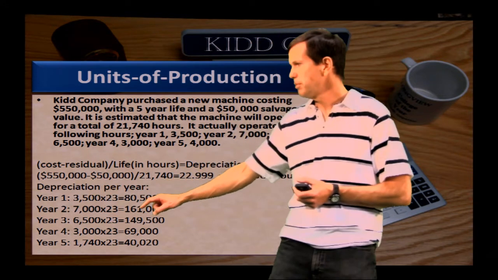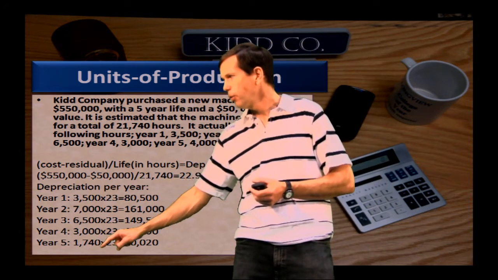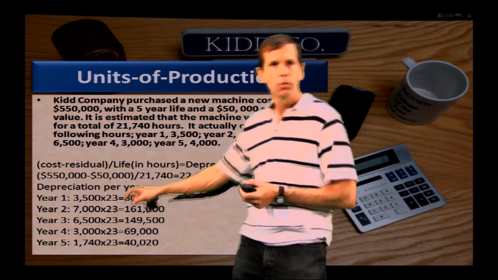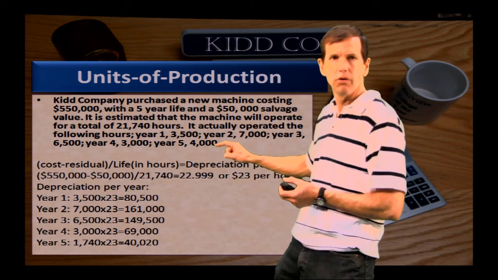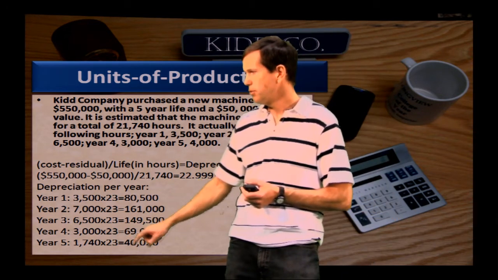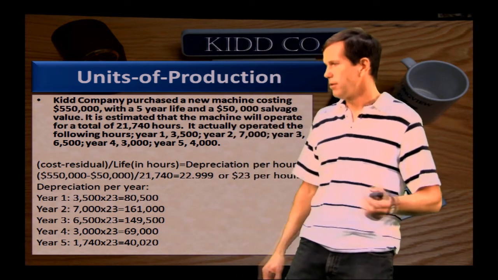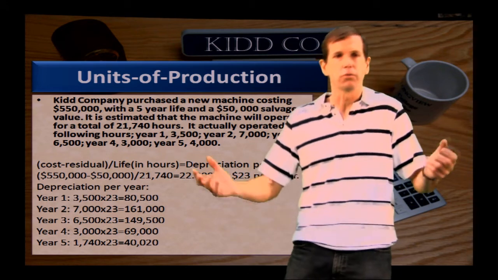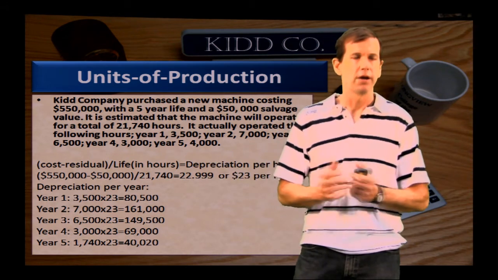So what that tells me is in the last year, we can only depreciate it another 1,740 hours, which is exactly what we did. We did not depreciate it the full 4,000, okay? So 1,740 times 23, 40,020, and we're done. We're done with depreciation. We may use it another year, 2 years, whatever, but we're done. We can't depreciate it anymore.